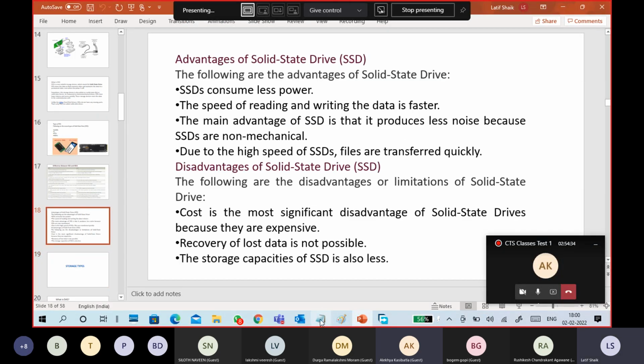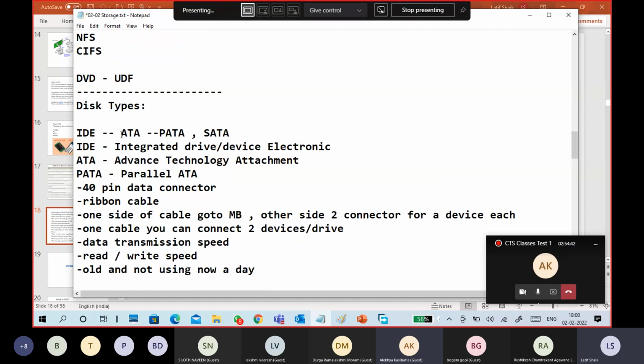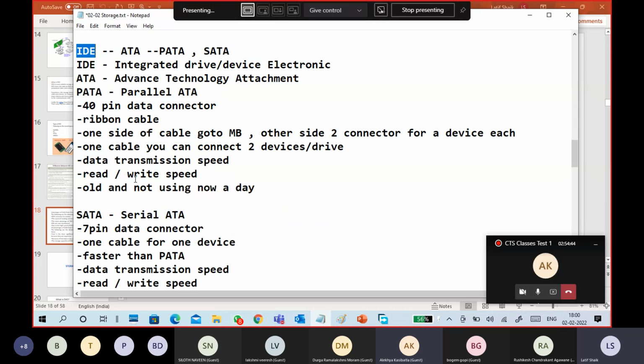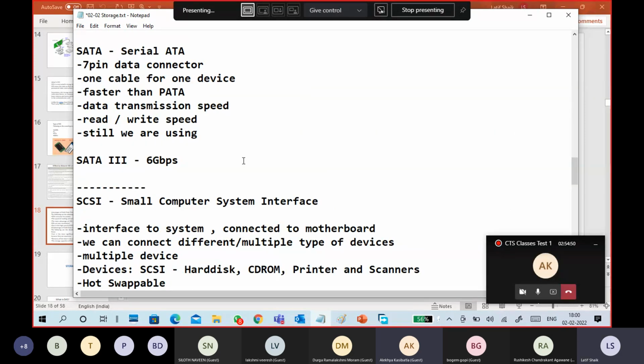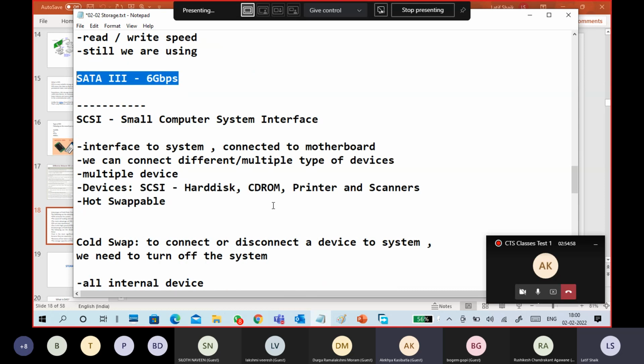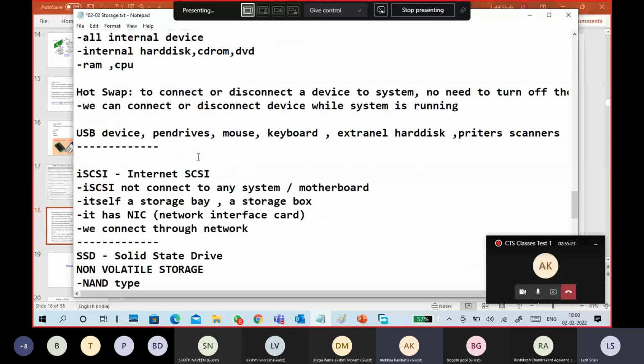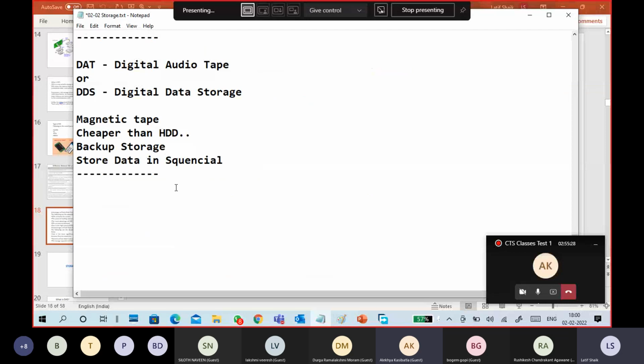This is about storage devices types. So once again, what are the device types we have seen? That is IDE, SATA, PATA. PATA is an old one. SATA is still going on. Based on the current interfaces, we are getting 60 Gbps, faster than the PATA interface. SCSI is mainly for enterprise solutions. SCSI we don't use as it is for enterprise only. SCSI is enterprise solutions, hot swappable kind of things we discussed. SSD also we discussed, and DATs also we discussed. Okay, so now I'm going to stop recording.